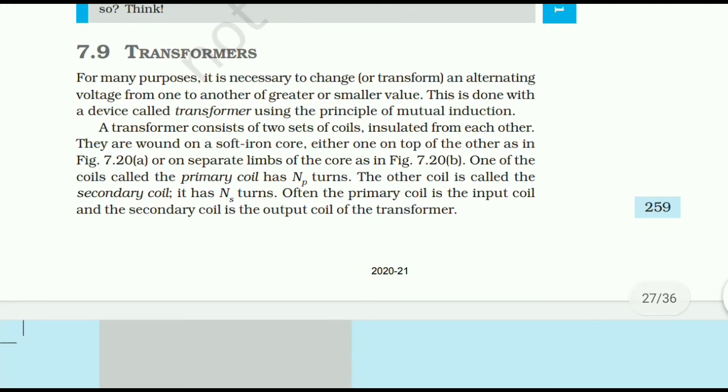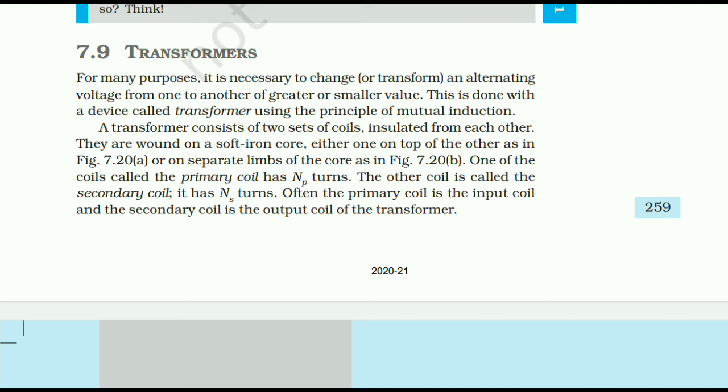7.9 Transformers. For many purposes, it is necessary to change or transform an AC voltage from one value to another, greater or smaller. This is done with a device called a transformer using the principle of mutual induction. A transformer consists of two sets of coils insulated from each other. They are wound on a soft iron core, either one on top of the other as shown in figure 7.20a, or on separate limbs of the core.